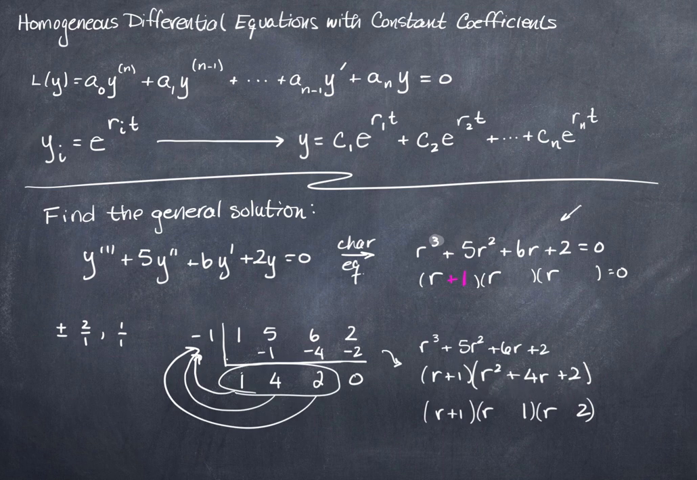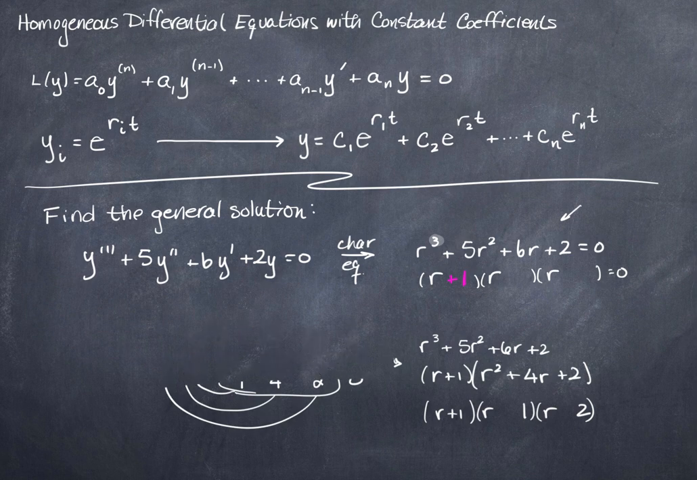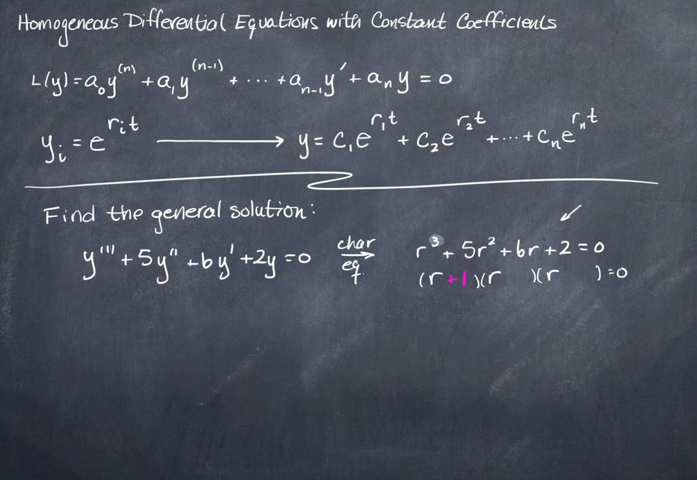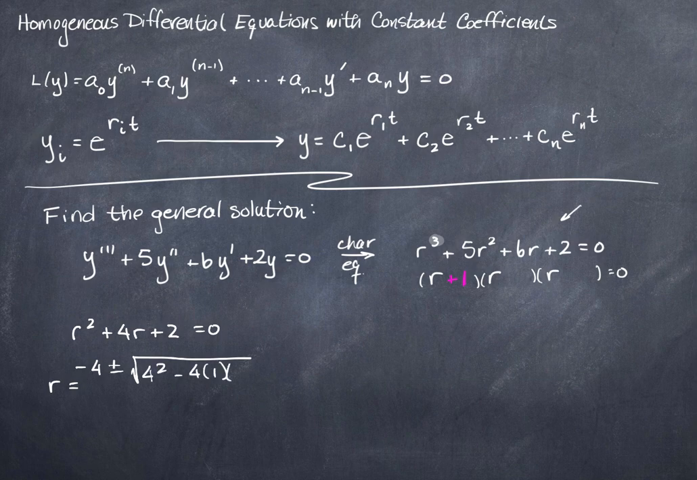So I'm going to erase this, and I'm going to solve the quadratic equation r squared plus 4r plus 2 equals 0 by using the quadratic formula. r is equal to negative 4, plus or minus the square root of, not negative in this case, 4 squared minus 4 times 1 times 2, all over 2 times 1.